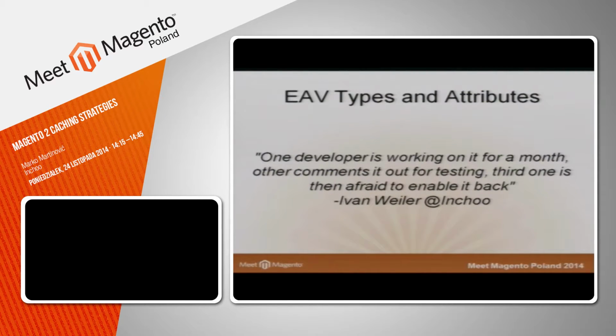How did this happen? One of the developers at Inchoo has an interesting theory. One developer is working on it for a month, another comments it out for testing, and a third one is then, of course, afraid to enable it back. Okay, this sounds funny, but no matter how funny it sounds, since we still don't know why this cache type is present, our merchants clear it daily, even though nothing is stored inside. This may actually be pretty close to the truth.